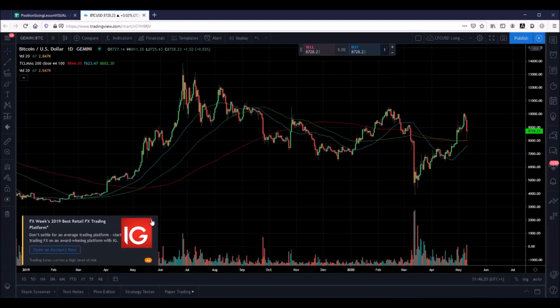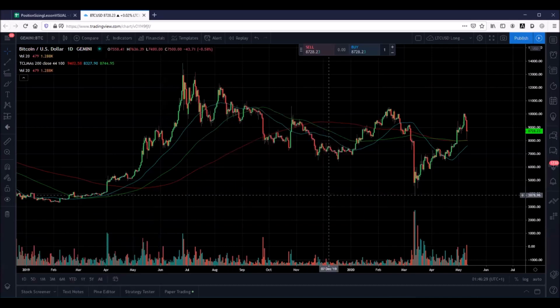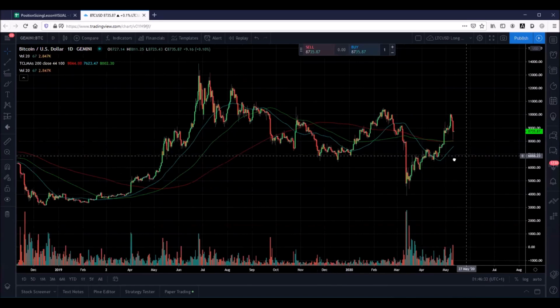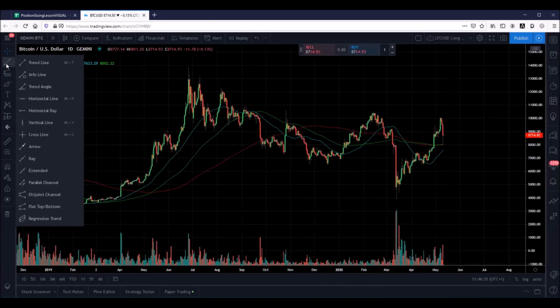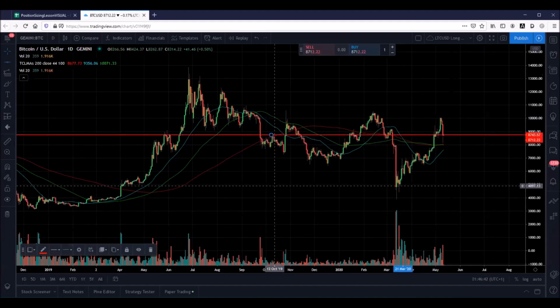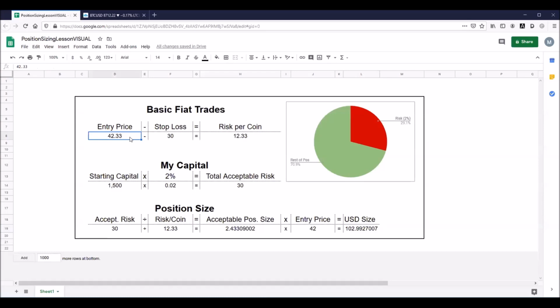Let's take a look at Bitcoin. Let's pretend for a moment I'm going to take an entry where we are now. So about 87.43, 87.20, 87.20. Now bear with me, because these numbers are all going to be funky. Let's pretend I have no stop loss. We can say I still have $1,500 capital.